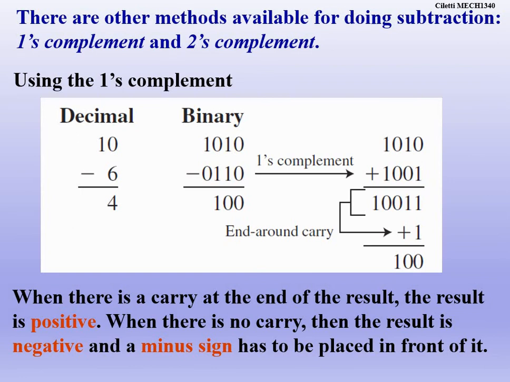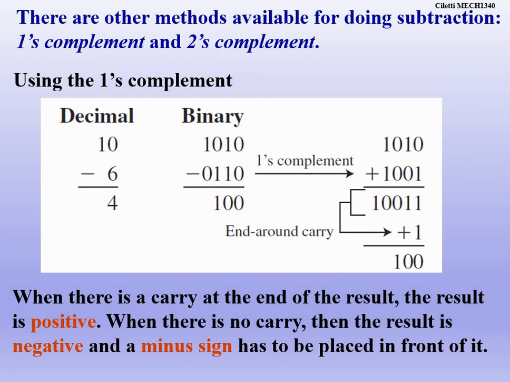So what we have to do is only the bottom number, because that's the one we're subtracting. We take the ones complement of the bottom number. So the ones complement of 0110 is 1001, and we add it to the top number. So now we have to do 1010 plus 1001. Hopefully you're with me here.